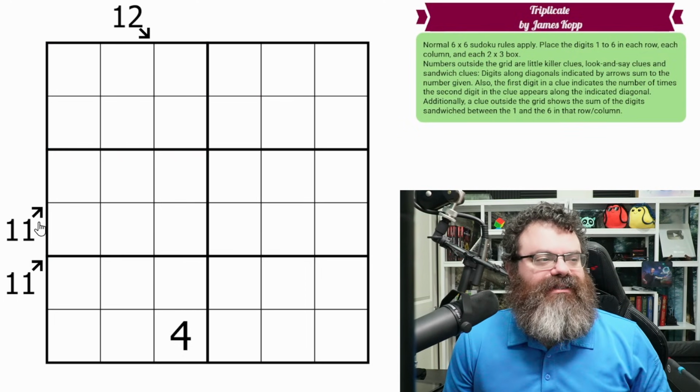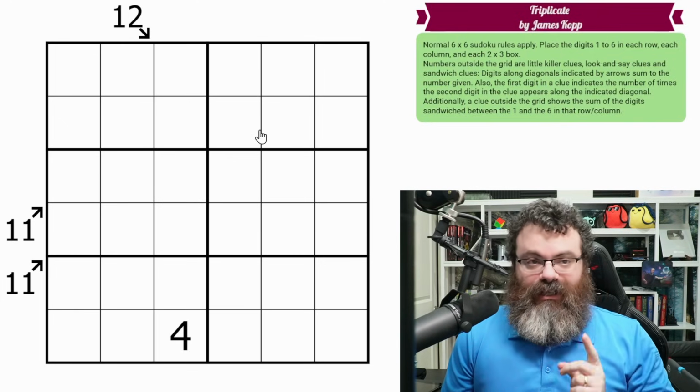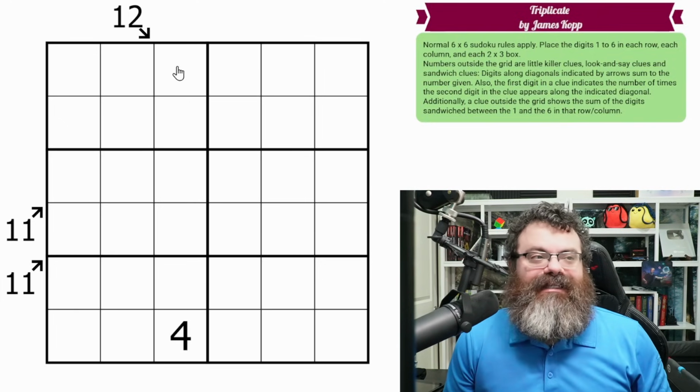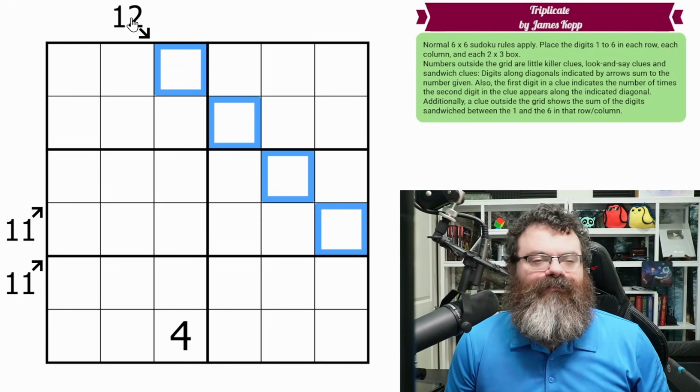We also have these clues outside the grid. These clues are doing triple duty. We're going to go over each one. So first, they are little killers. What you do is you look along the indicated diagonal at all of the cells pointed at until you reach the end of the grid. So in this case, these 4 cells. And if you were to sum them all up, they would sum to the clue, 12.